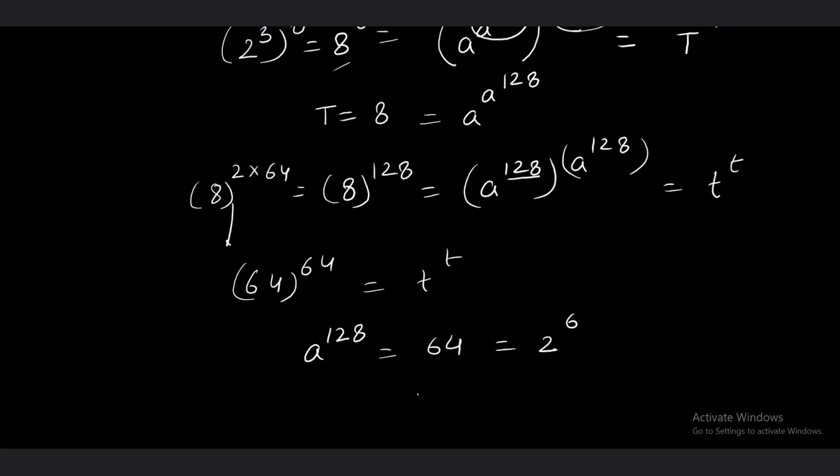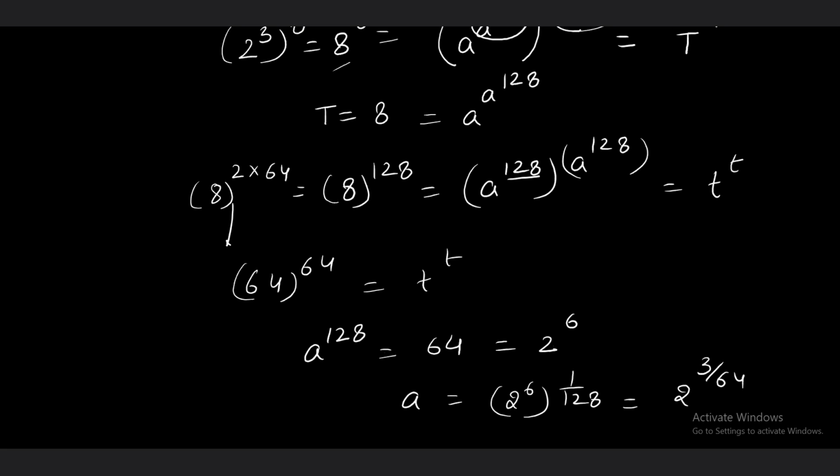Once I get the value of a power 128, I can write a value as well. I can write it as 2 raised to the power 6 whole raised to the power 1 by 128. यानी क्या लिख सकते हो आप? 2 raised to the power 3 by 64. ये a का वैल्यू है.